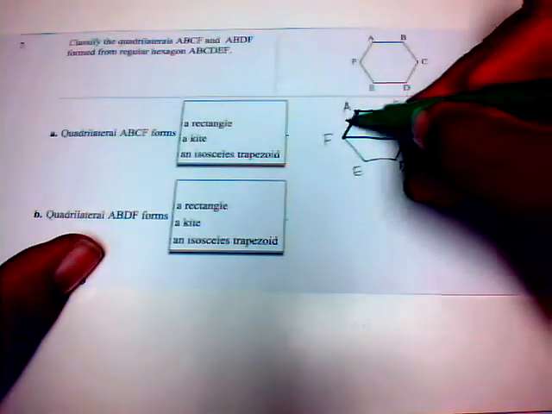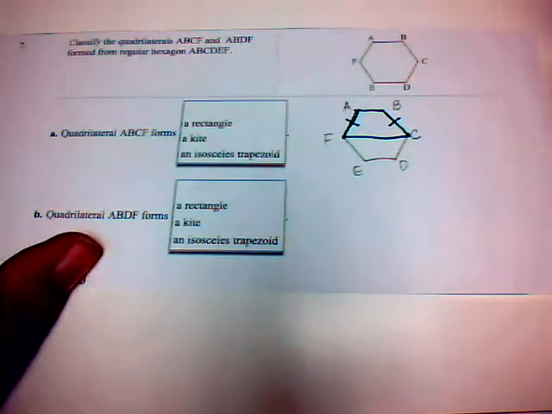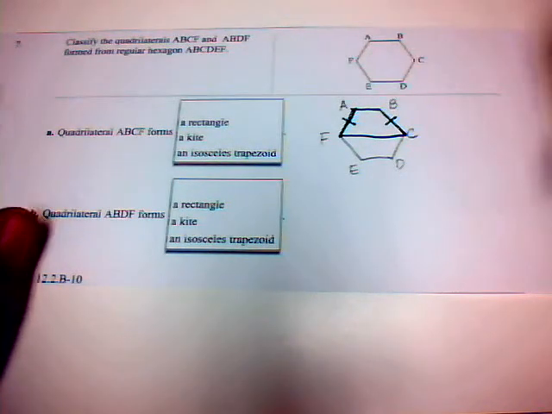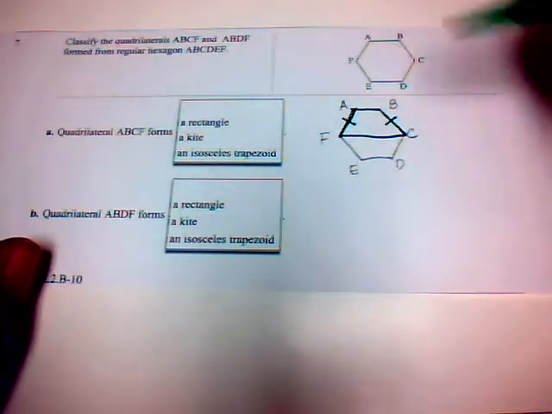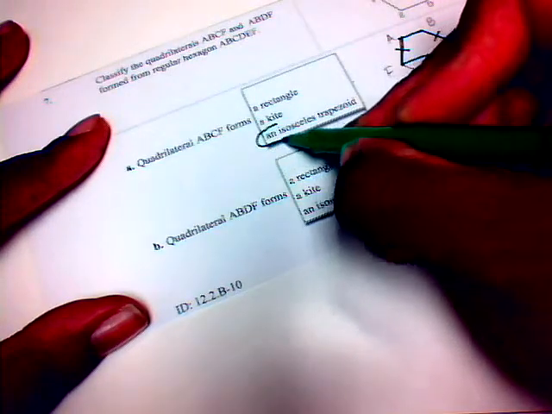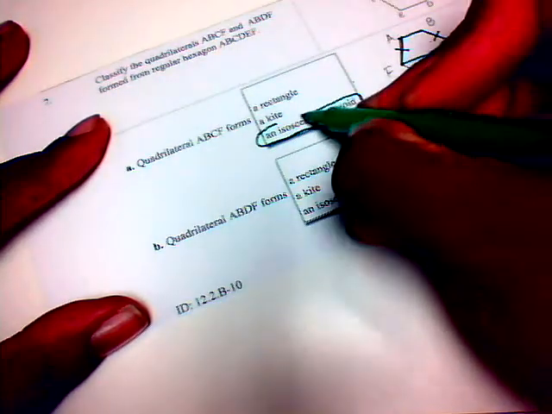Okay, in this case here, AF and BC are equal because this is a regular hexagon. So here, this would represent, in this case, an isosceles trapezoid. An isosceles trapezoid is where the non-parallel sides are congruent.